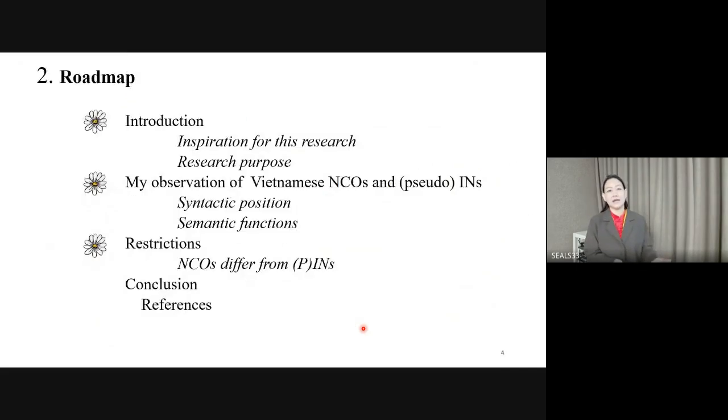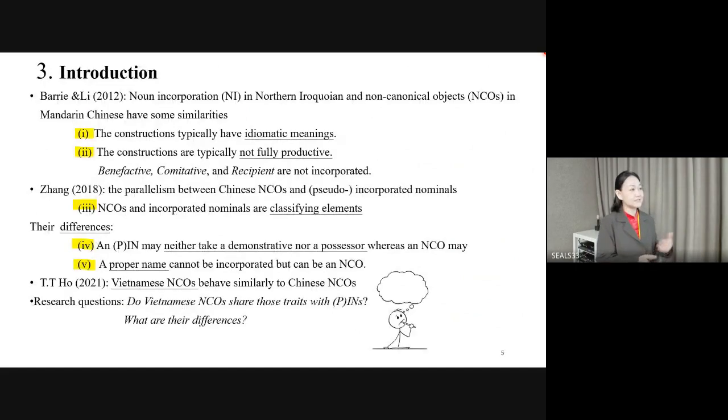So why am I here? I have 3 main points: why I am here and why I give this talk, and what I found new after reading a lot of literature and drawing a conclusion. In the semester, my professor asked us to read a lot of literature relating to noun incorporation and her research on non-canonical objects in Mandarin Chinese.